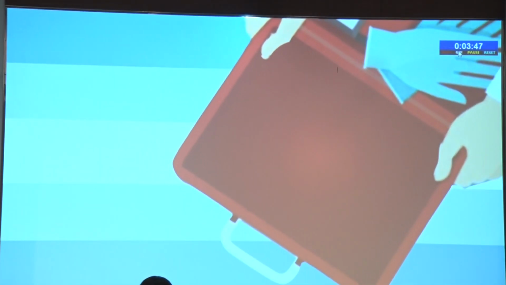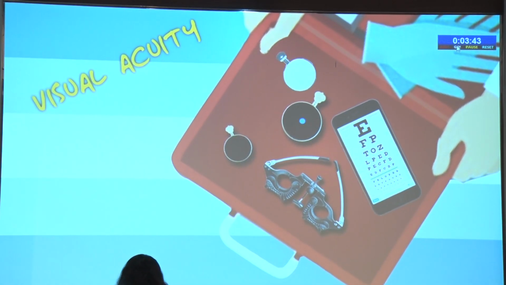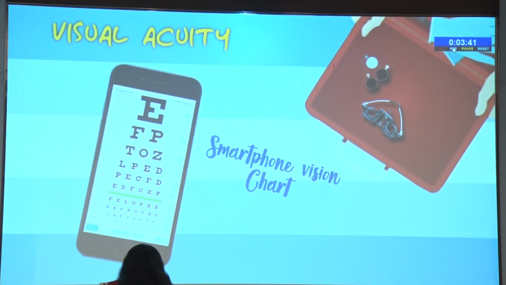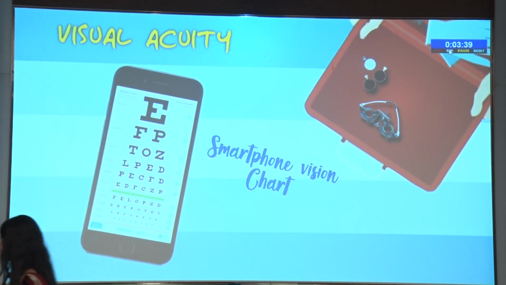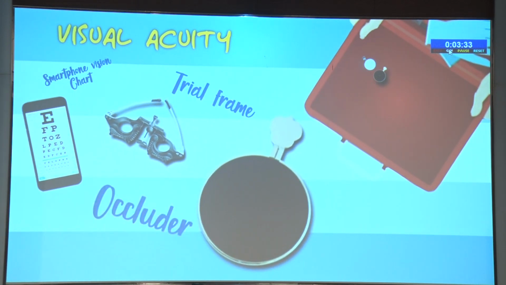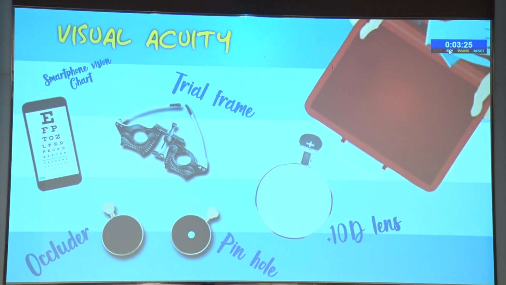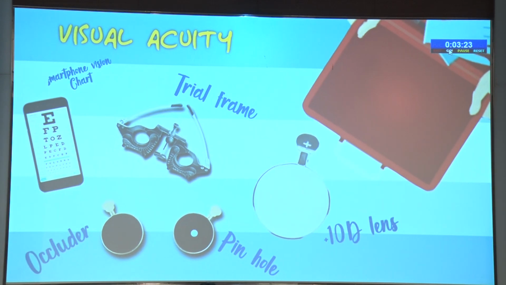of a smartphone. For examination of the visual acuity, we have a smartphone-based Snellen chart which can be downloaded from the Play Store or the App Store. We have a trial frame with an occluder and a pinhole and also a +10 diopter lens. Hence, we can have a preliminary examination of visual acuity of patients with these instruments.